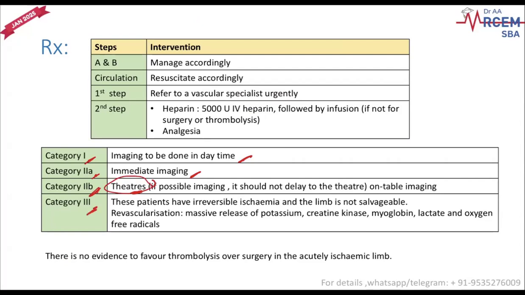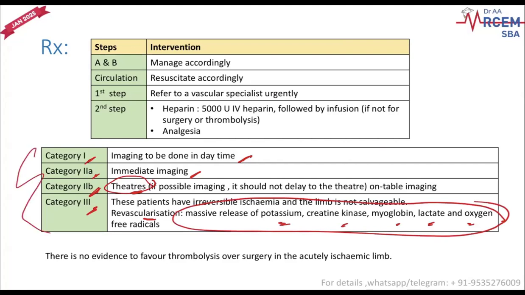Type 3: what happens in type 3? The tissue is already dead. He's not able to move his toes at all. Complete motor deficit is present. So if you revascularize this individual, there will be massive release of potassium, creatine kinase, myoglobin, high lactate levels, and oxygen free radicals. This might be life threatening. That's why we will not revascularize. We'll usually amputate the limb. That is the management plan.